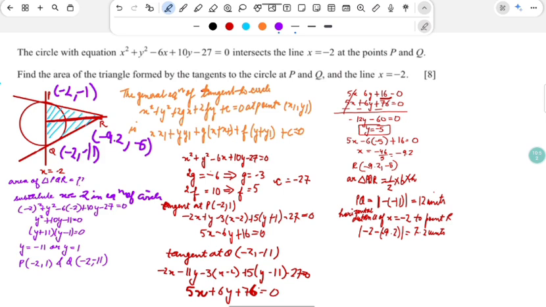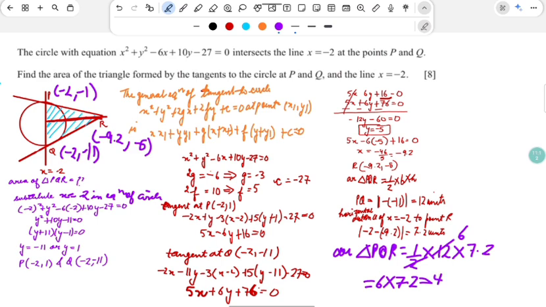So now finally I can substitute the value of base and height in the formula. So area of triangle PQR will be half into base. Base is 12 and height is 7.2 units. So now I can cancel this out. So it will be 6 into 7.2, which is equal to 43.2 square units. This will be the area of the triangle.